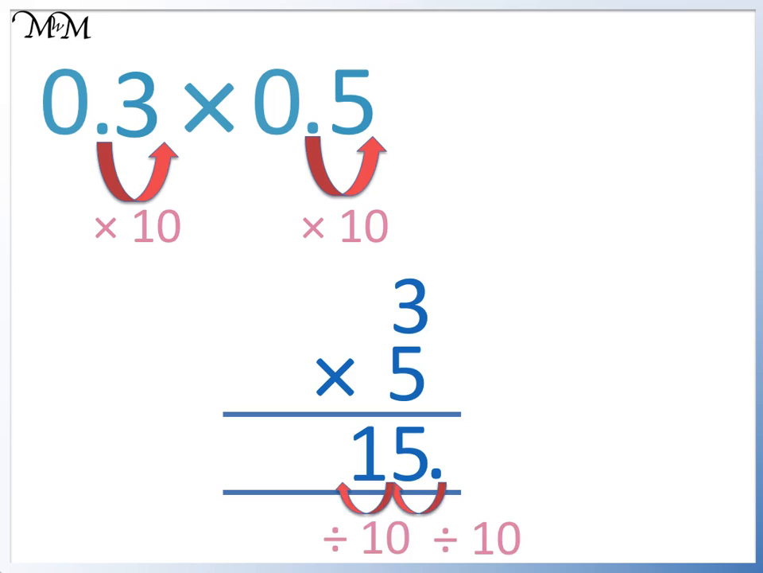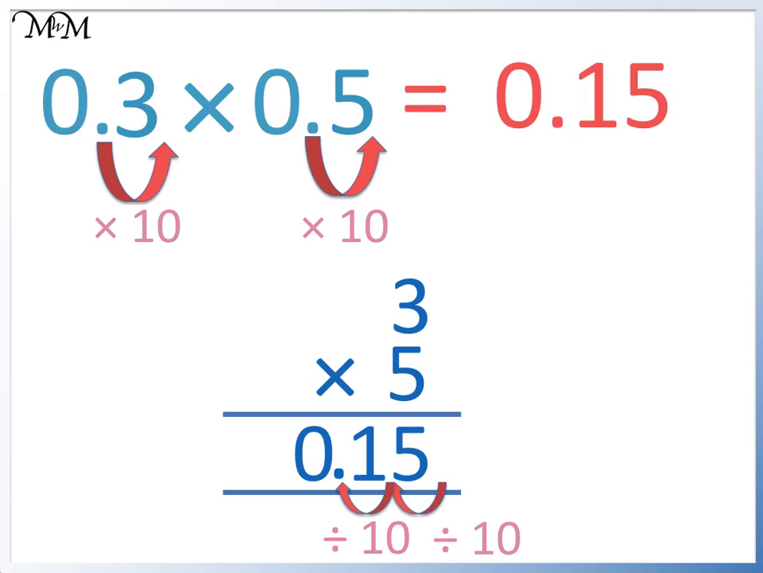Earlier, we multiplied by 10, then multiplied by 10. So now we divide by 10 to get our correct value. The decimal point moves 2 places left. Remember to put a 0 in front of the decimal point if there are no units there. 0.3 times 0.5 equals 0.15.